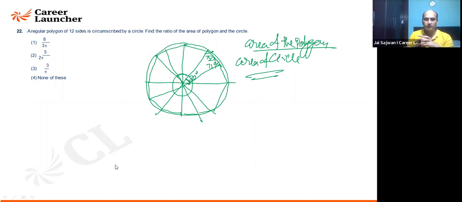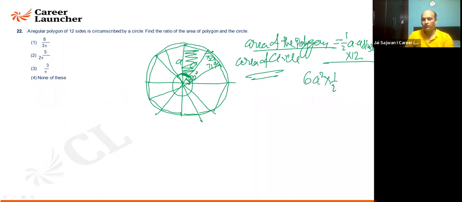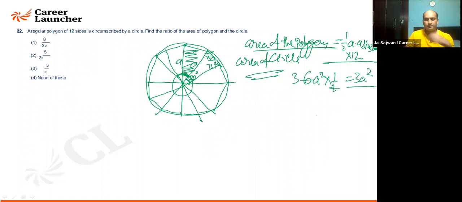Fine, please pick it up and give me the answers. So here I will say, let's consider it to be a. What is the area of this triangle? I'm talking about this one. I'll say half of a squared into sine 30 degrees. Do you agree with it? And there are 12 such triangles, so I'll multiply by 12. So what do I get? I get 6a squared into sine 30, which is half. That is 3a squared, the area of the polygon. I believe it is clear.